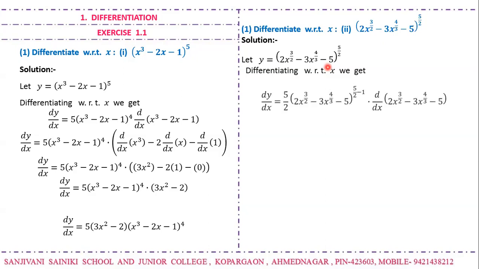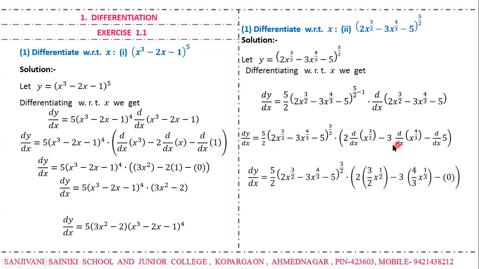Again, it is a composite function, so we will treat this bracket as our f of x. Then f of x raised to n, its derivative is given by n times f of x raised to n minus 1 into f dash of x. f dash of x means the derivative of this bracket. So in the next step we will find the derivative of this. So 2 as it is, derivative of x raised to 3 by 2, then 3 as it is, derivative of x raised to 4 by 3 and minus derivative of 5.